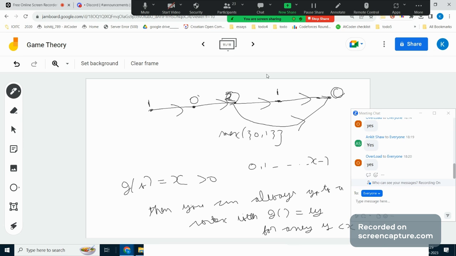Okay. And now, unlike in NIM, one key difference is that you can also go to a value higher than x. So you can go to a value z with z greater than x. But I will tell how to deal with this later.